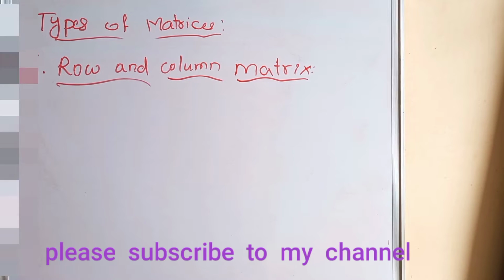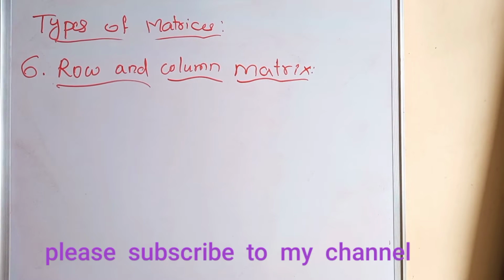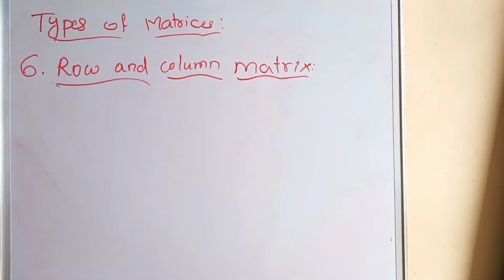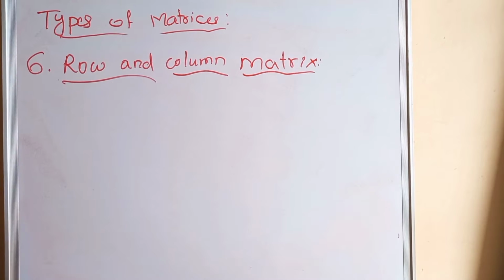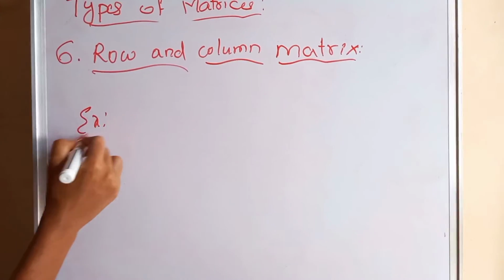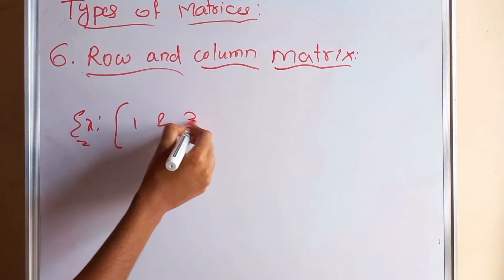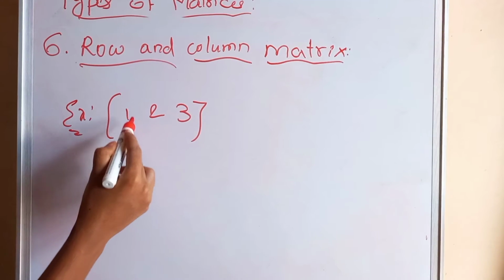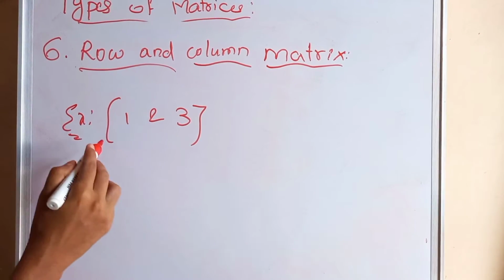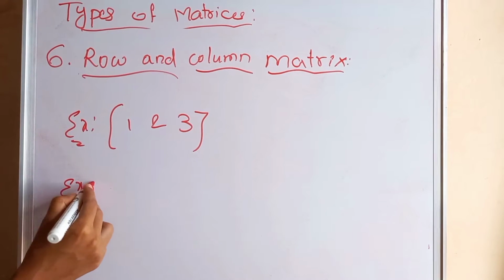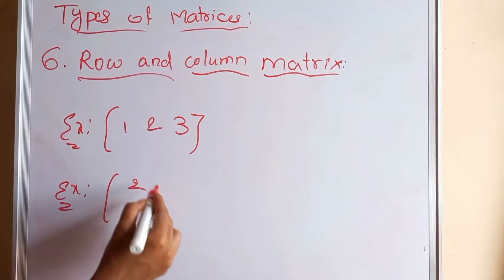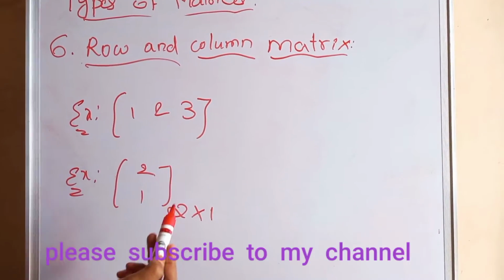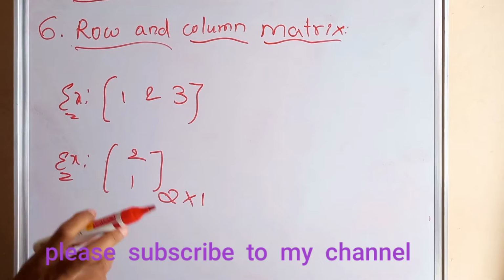Next one is the row and column matrix. A matrix containing only one row is said to be a row matrix. If a matrix contains only one column, it is called a column matrix. Example: 1, 2, 3. It contains only one row. So it is a row matrix. And column matrix: 2, 1. The order is 2 by 1. It contains one column. So it is a column matrix.